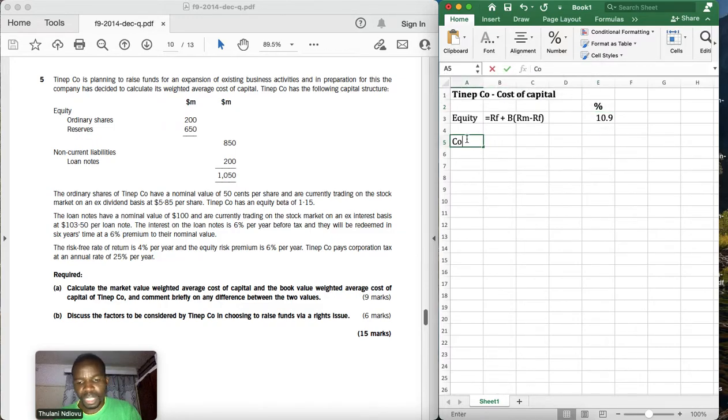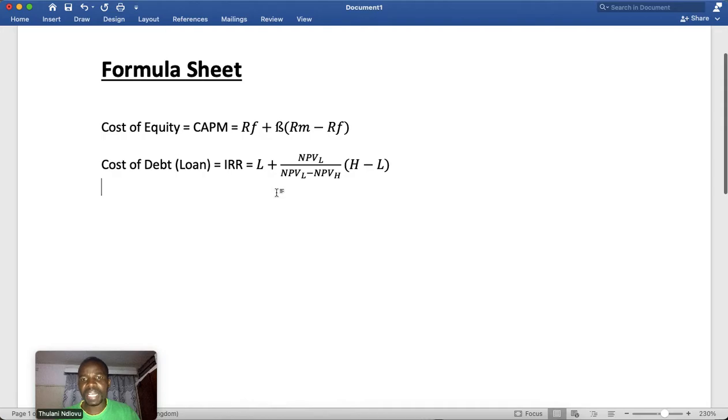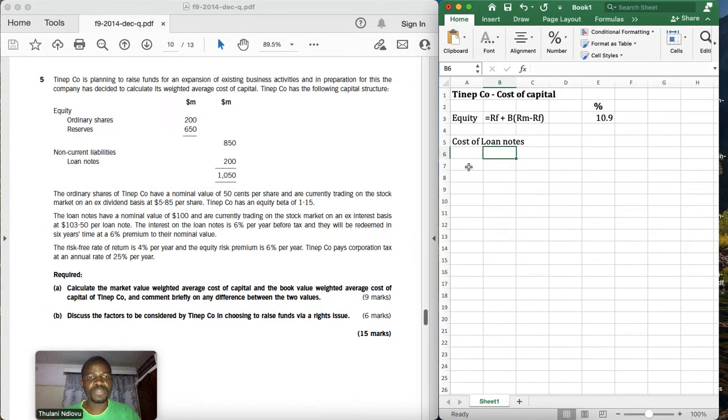Then now we have to calculate the cost of loan notes. We said the cost of loan notes, we will use the IRR formula, whereby we have got to have the lower discount rate, the NPV at the lower discount rate, and the NPV at the higher discount rate. So to do this, we have to have a 7-column table.